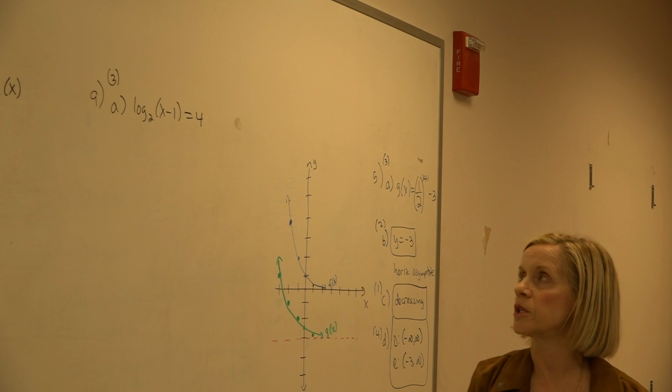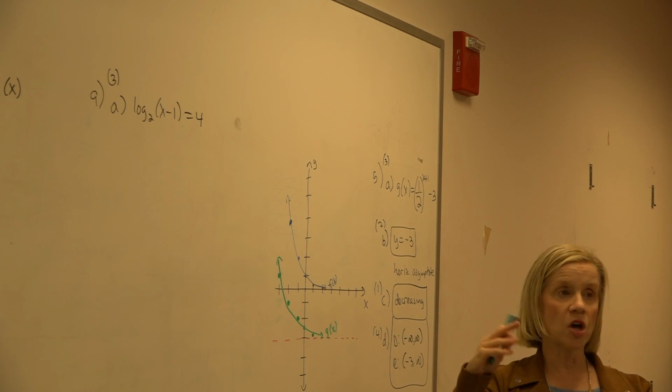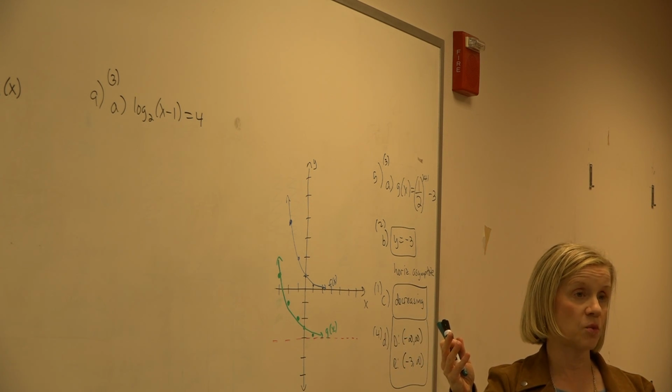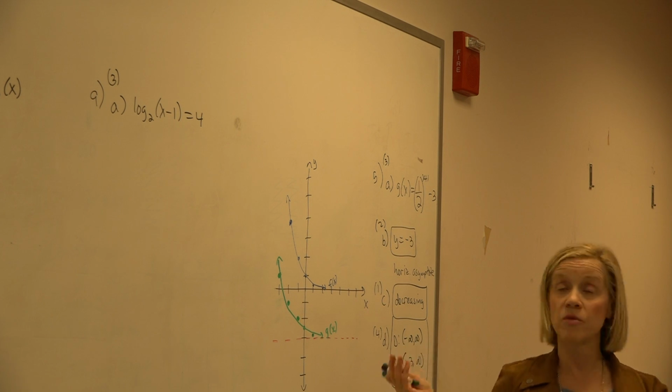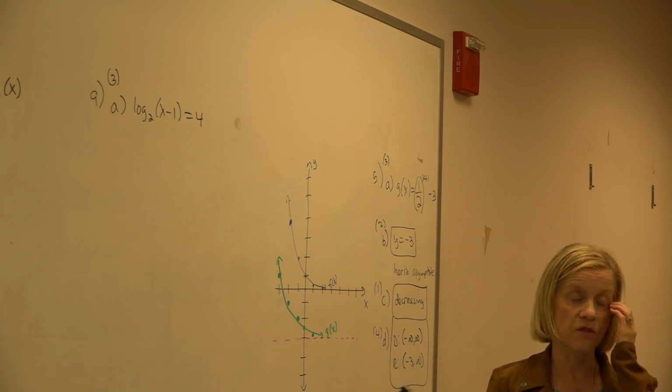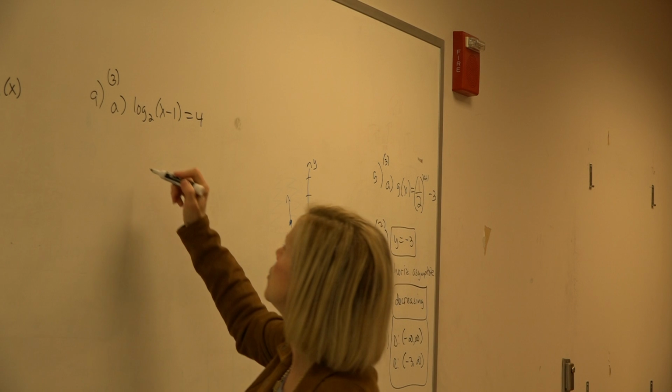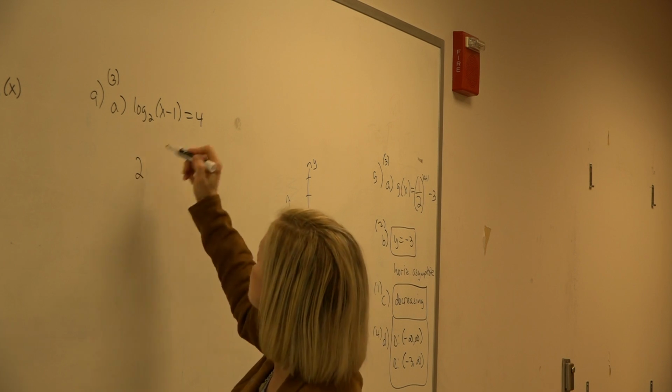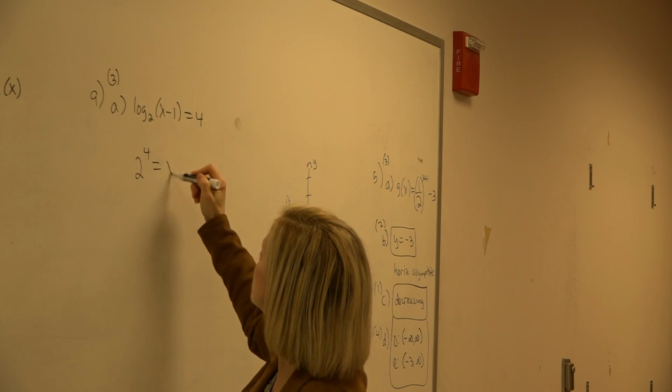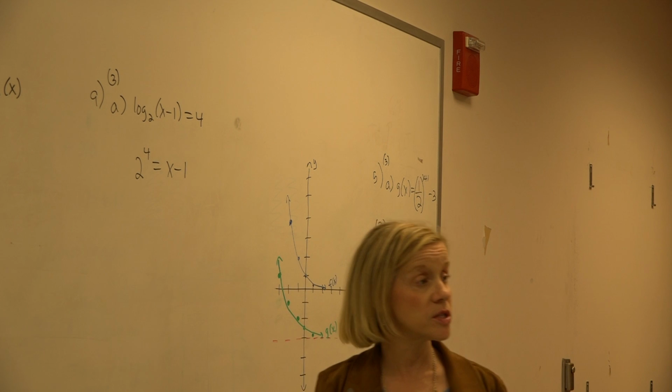Our brains don't think so well in logarithms. We don't have a log on each side, so we can't use the one-to-one property of logarithms, but we could rewrite this as an exponential equation and solve it. So we've got our base 2 to what power? 4. 2 to the 4th equals the quantity x minus 1. So we can just solve this.